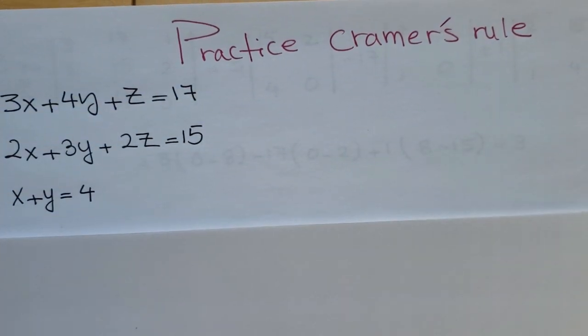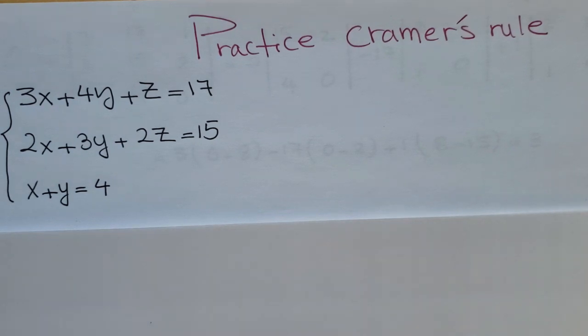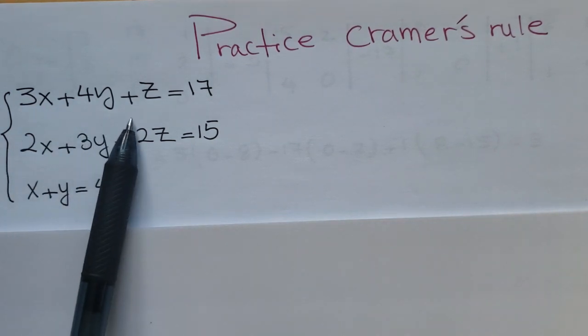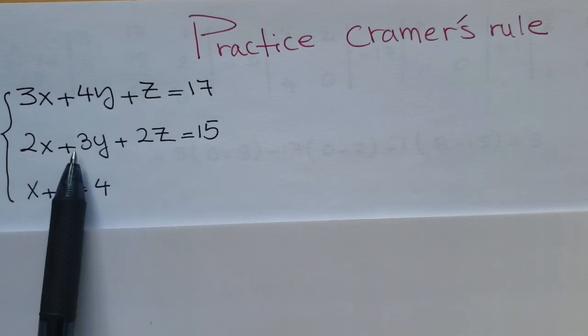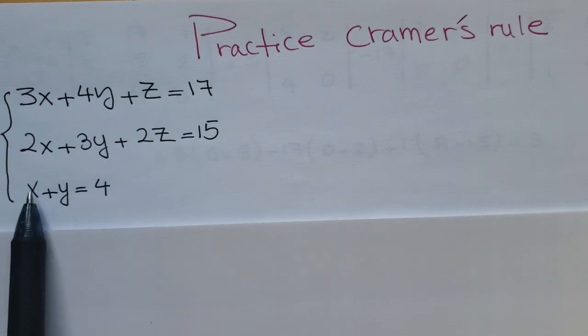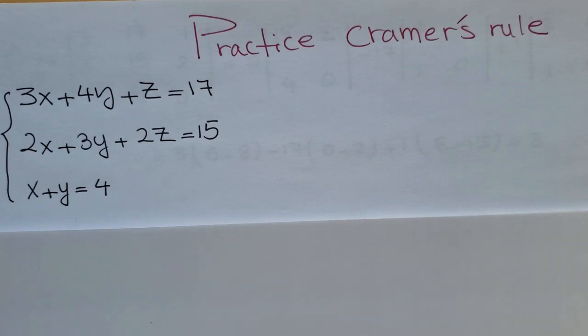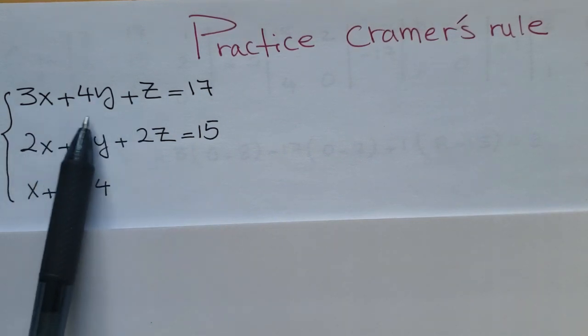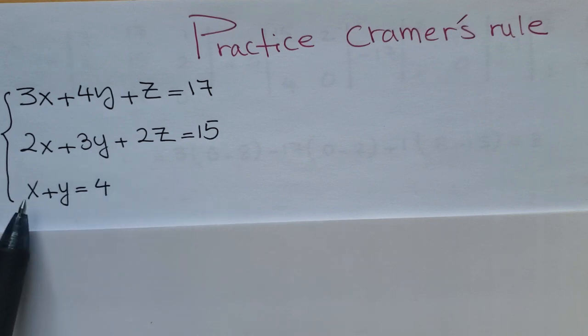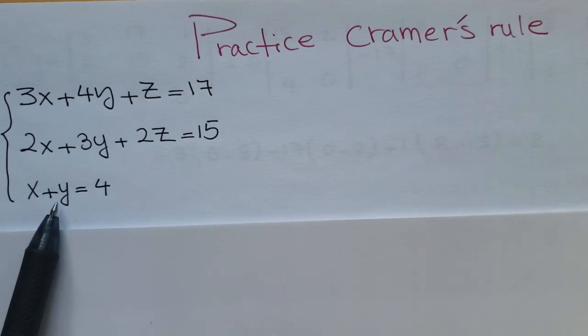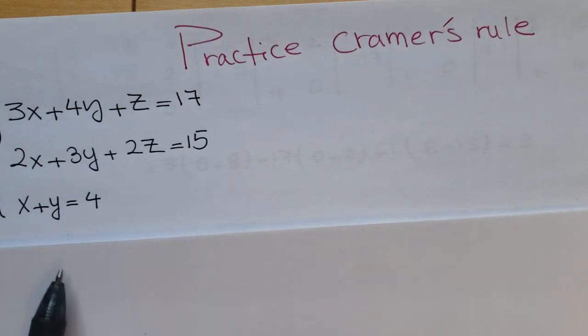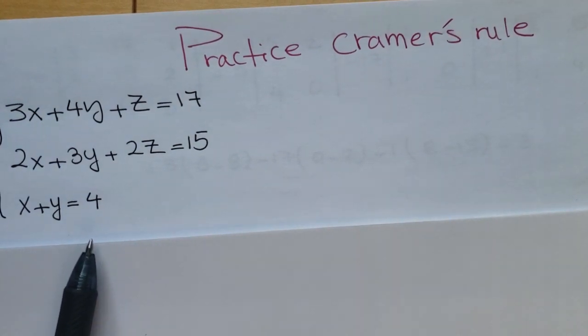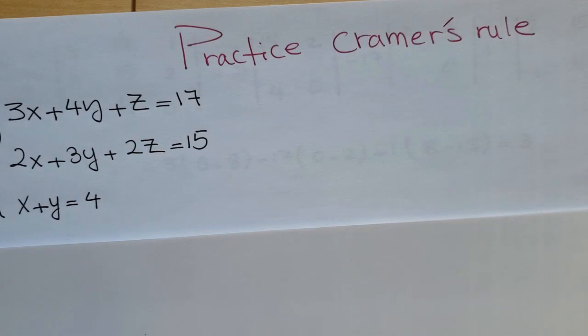We have 3 linear equations and 3 variables. So 3x plus 4y plus z equals 17. 2x plus 3y plus 2z equals 15. x plus y equals 4. As you can see, each equation has 3 different variables, x, y, z. Here we have x and y, which means z is missing. Whenever a variable is missing, the coefficient is 0, so you can simply substitute it with 0.